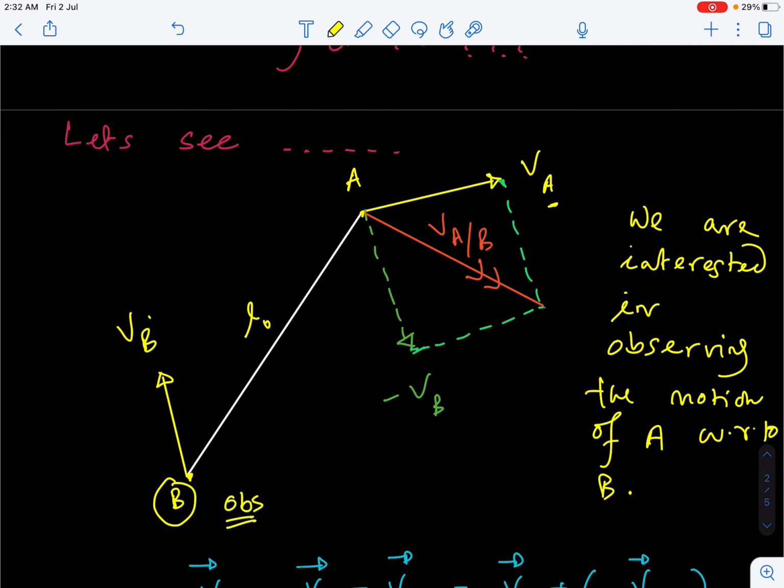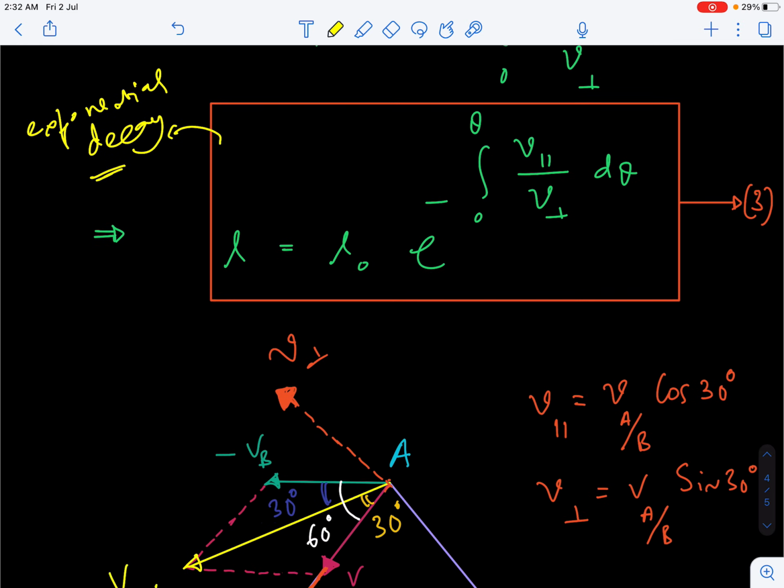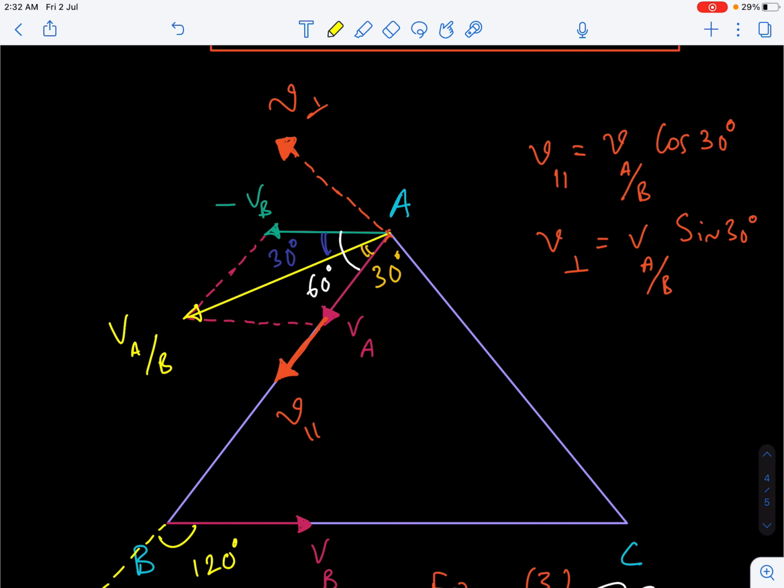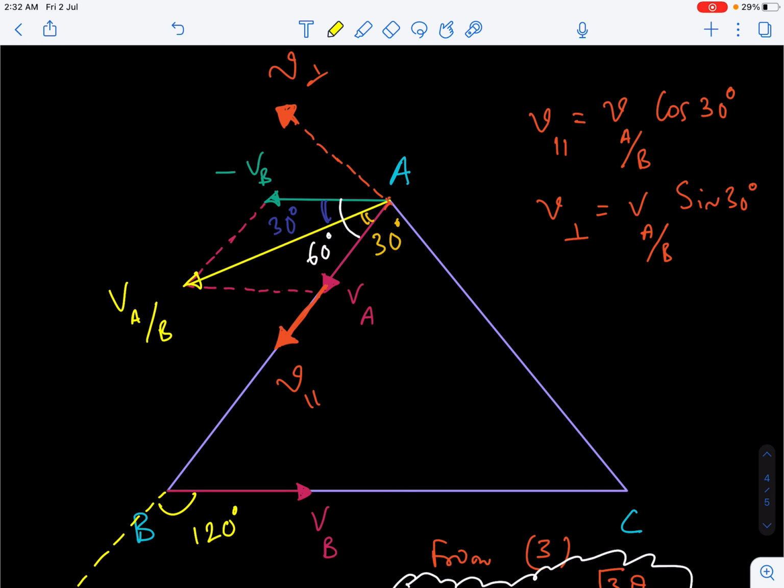Correct? Now, can I get the exact precise equation for this particular case? Yes, I can. For which I have taken this point A, and I'm trying to figure out the velocity of A as observed by B. So for that I have done the vector method, as you can check over here. I am taking minus of VB. This is VB initially in that direction, so minus of VB is in this direction, and I have taken this resultant. This VA and VB are equal in magnitude, so the resultant will bisect. So this angle was 60, so this is 30, this is 30.